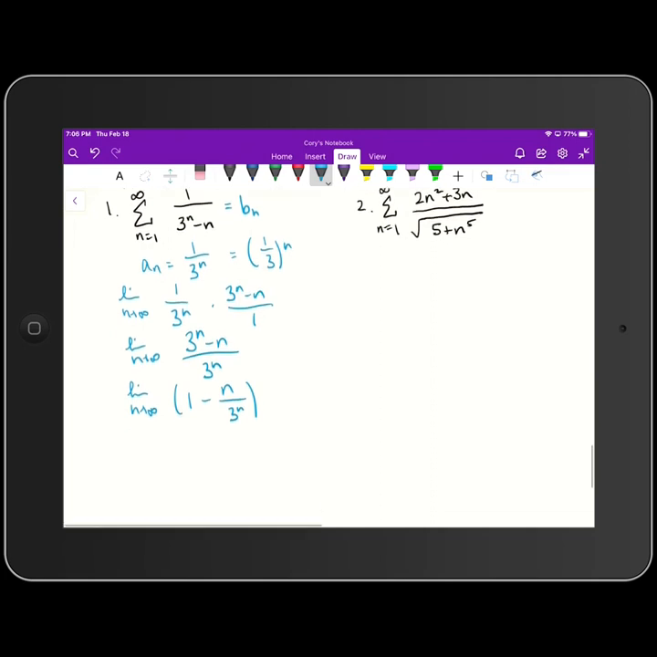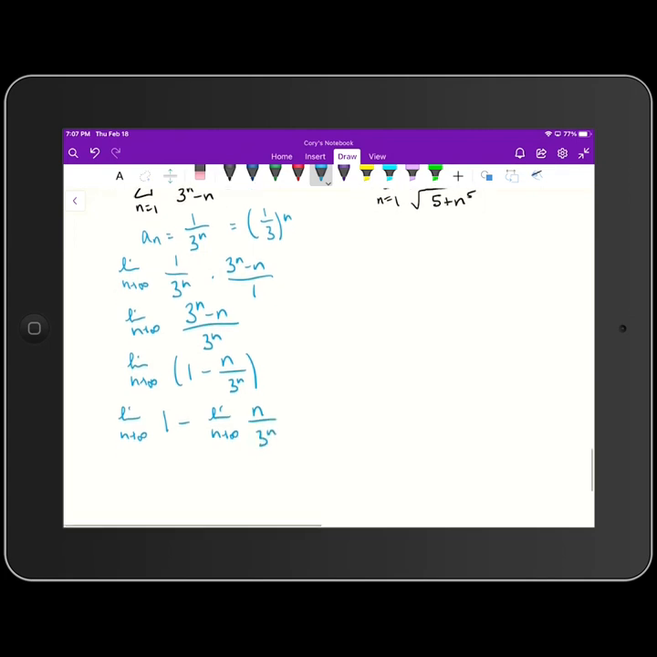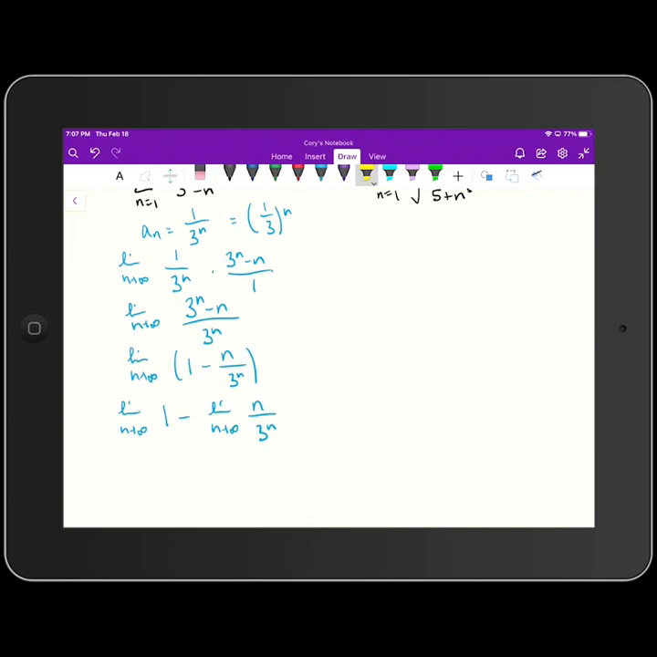And then what I can do here is take the limit as n goes to infinity of 1 minus the limit as n goes to infinity of n over 3 raised to the n power. When I look at the second limit, as n gets large, both the numerator and denominator go to infinity, so we can use L'Hopital's rule for that.